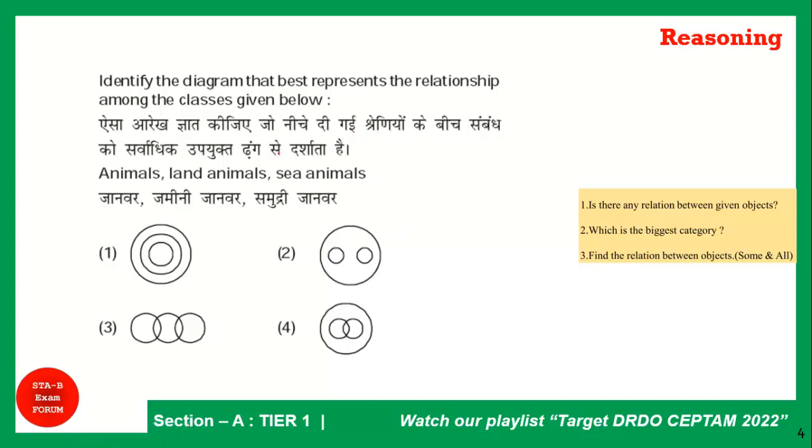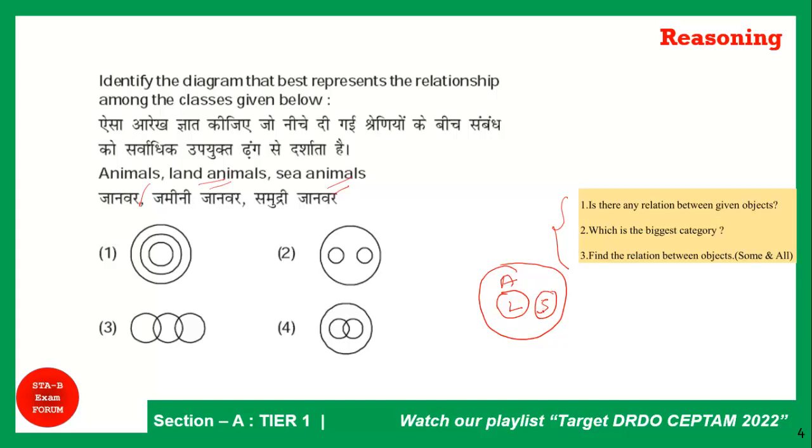The next is very important. This is animal, land animal and sea animal. Let's see the strategy first. Is there any relation between given objects? Yes, all these 3 are animals. Which is the biggest category? Animal is the biggest category. So we draw a circle for the animal. Now find the relationship between given objects. Either it is a land animal or a sea animal, both are animals. So these are land animals and these are sea animals.